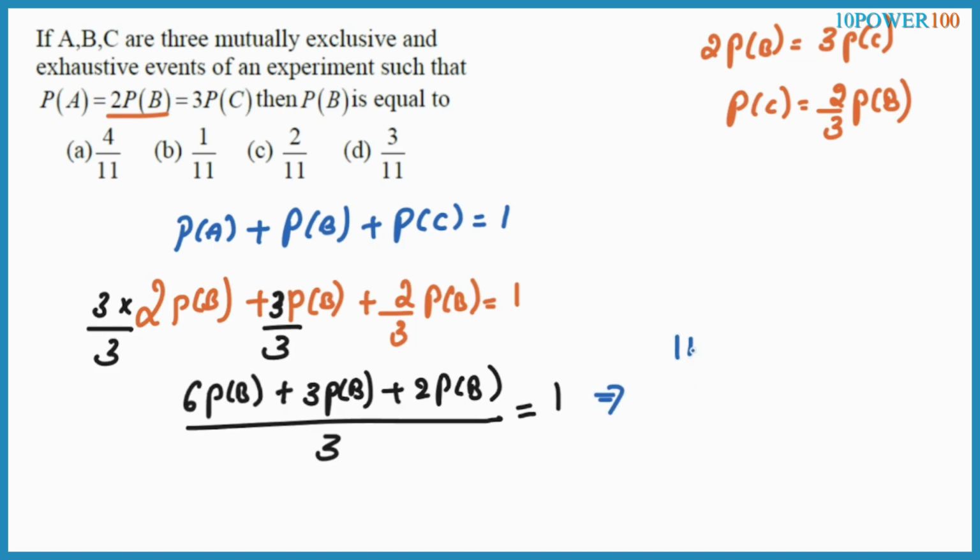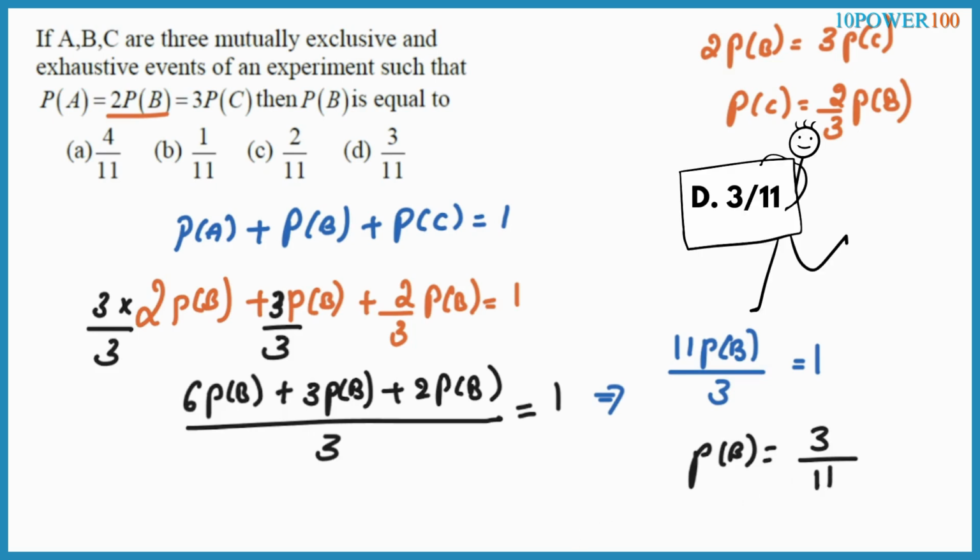Okay, 11P(B) whole divided by 3 is equal to 1. If we cross multiply, we get P(B) is equal to 3 divided by 11. Do we have this option? Yeah, option D, 3 divided by 11 is the correct answer.